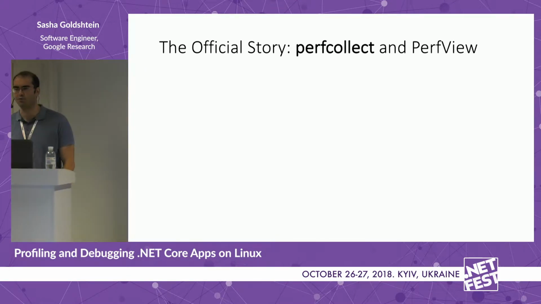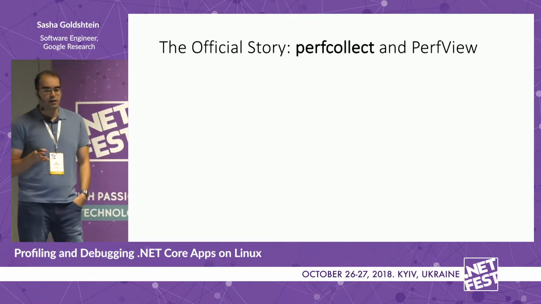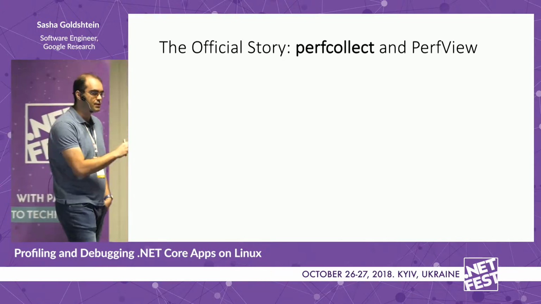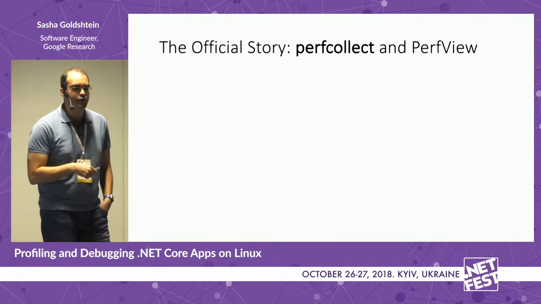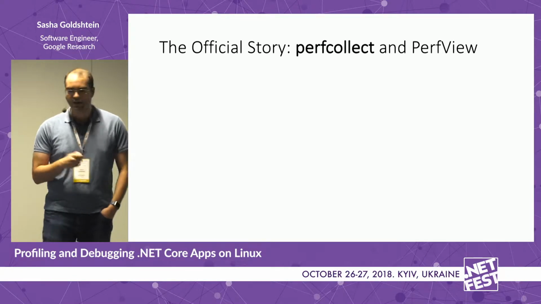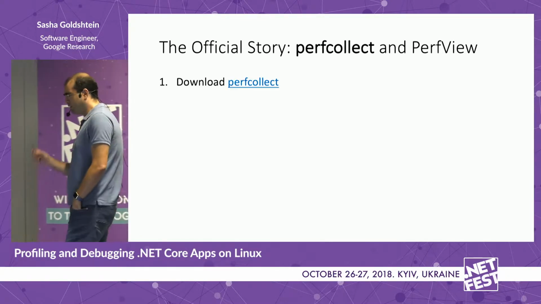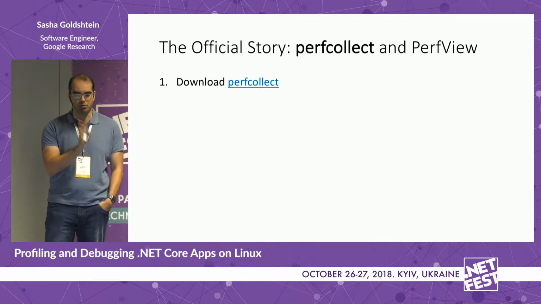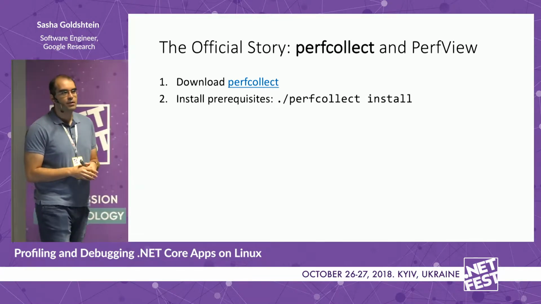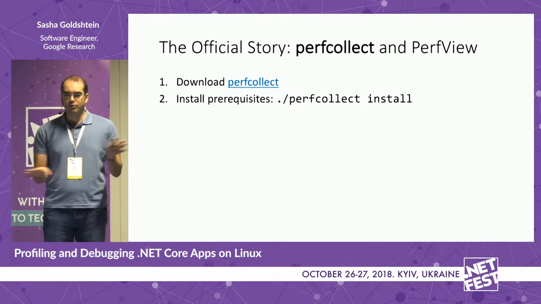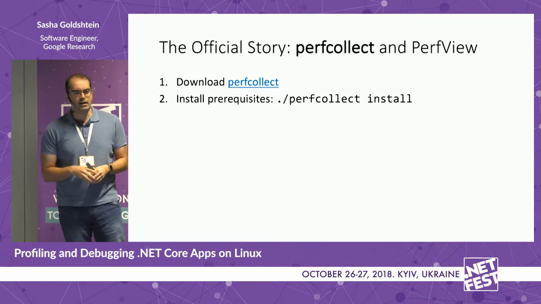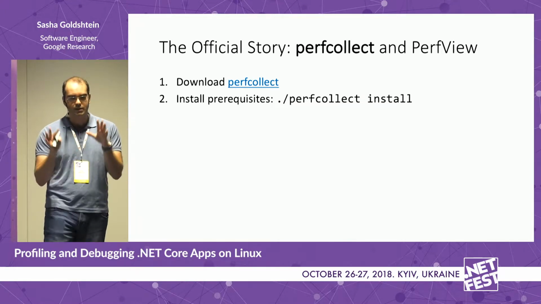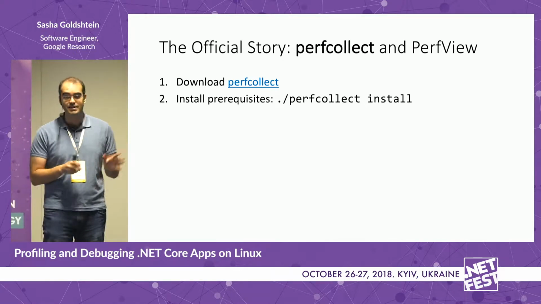So let's look at the official story. And this has been the official story pretty much since .NET Core was released for Linux. This is what Microsoft has been saying you should do if you want to profile your application running on Linux. So here's what you do. First, you download a pretty long bash script and just put it on the production machine. And then you run that with an install argument, and it downloads and installs a bunch of stuff it needs. And it detects which system it's running on. So it knows if it's running on Red Hat or SUSE or Ubuntu. It downloads the right dependencies, which is pretty nice.